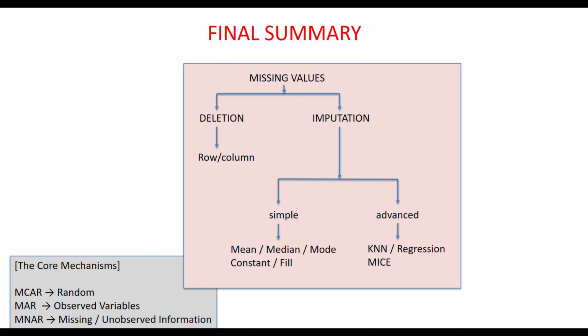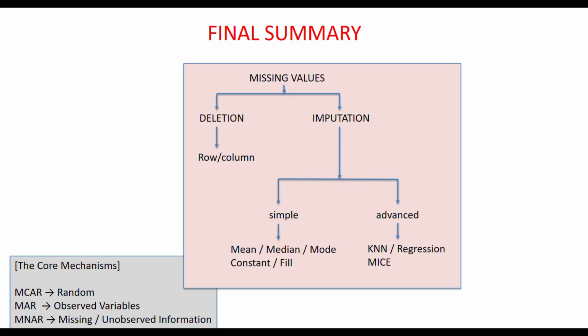So let's quickly summarize what we learned today. Missing values are observations that are unavailable in our datasheet. Before handling them, we should always identify how many values are missing, which features are affected, and why the values are missing. We learned about 3 important types of missing data: MCAR, MAR, and MNAR. MCAR is where missingness is completely random. MAR is where missingness depends on observed variables, and MNAR is where missingness depends on the missing value itself or an unobserved factor.